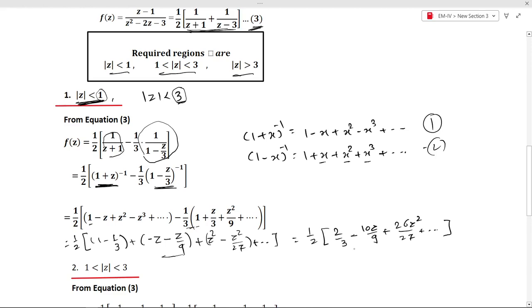So tell me, is this a Taylor series or a Laurent series? Since z appears only with positive powers, this is a Taylor series.